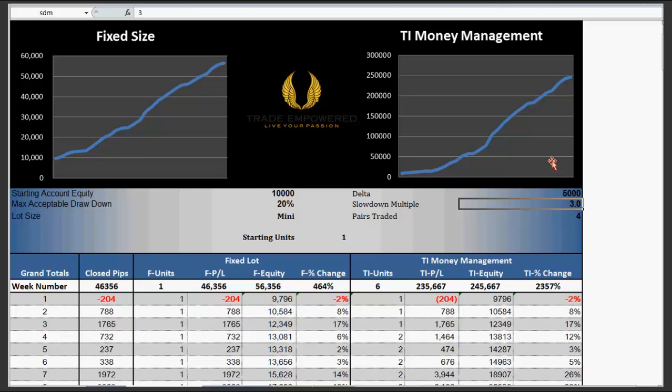Typically people are a little lost when they get done with this lesson. When you get into this and you watch the video again and start playing around with the spreadsheet, it's going to make sense. You're really only looking at 2 things. You're taking all of your backtested information, and the money management sheet programs this stuff in here, and then all you're doing is adjusting your delta and your slowdown multiple to determine when to increase and decrease position size.